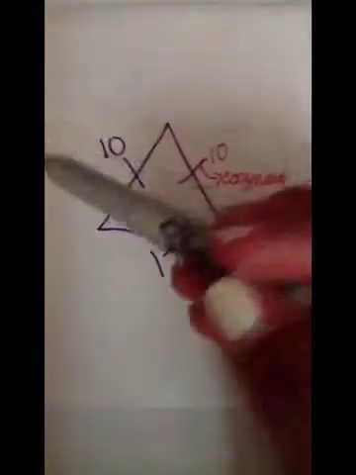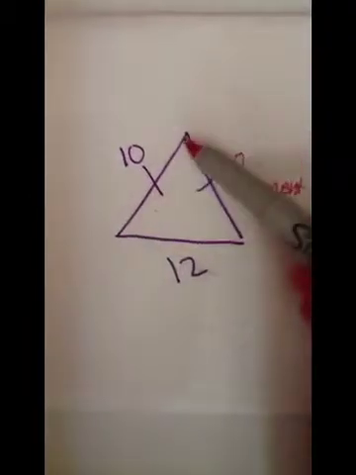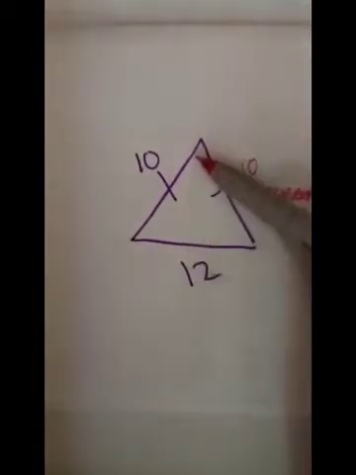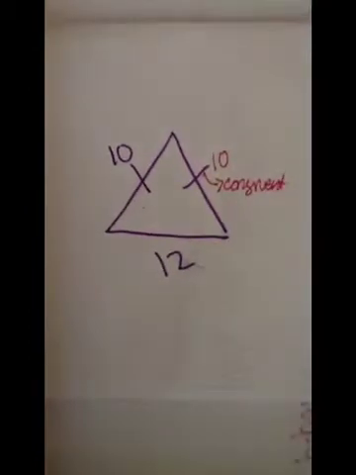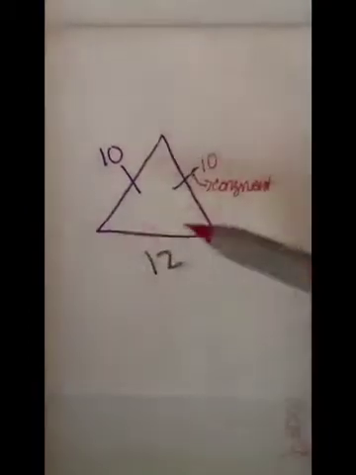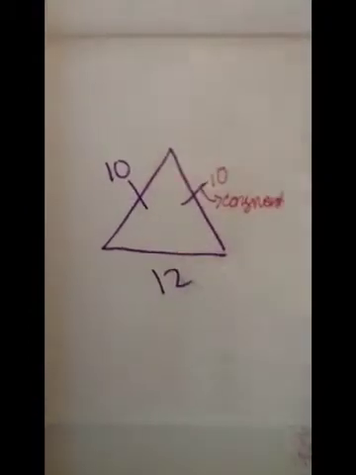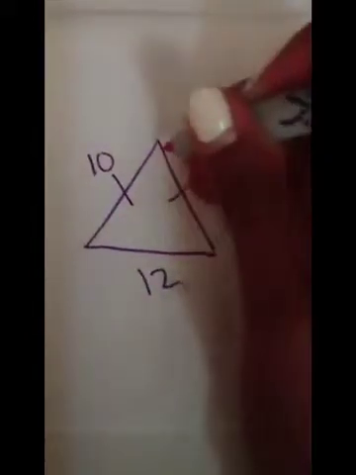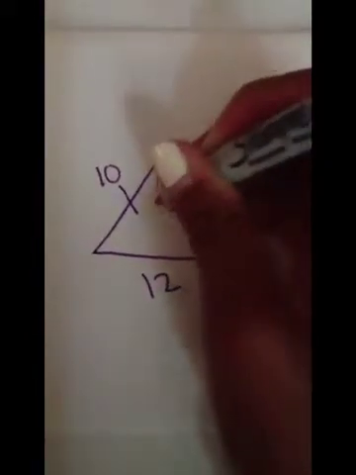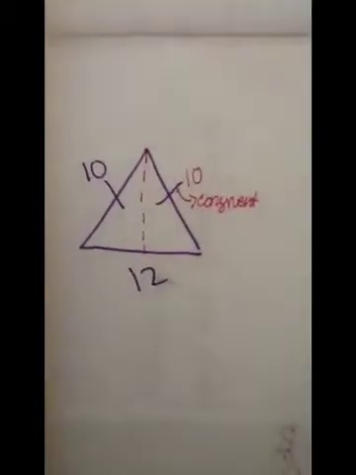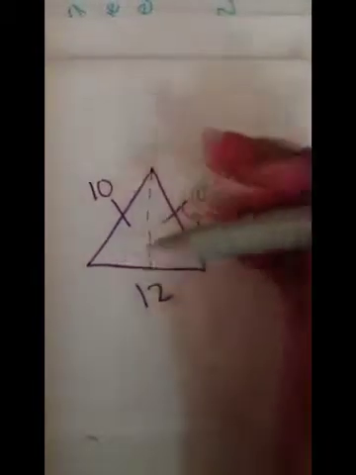Now, this is not the height of the triangle. The height is always perpendicular to its base. So we can't actually see the height of the triangle at the moment, but we're going to draw in a height. Not a perfect line, but whatever. Right here is your height.